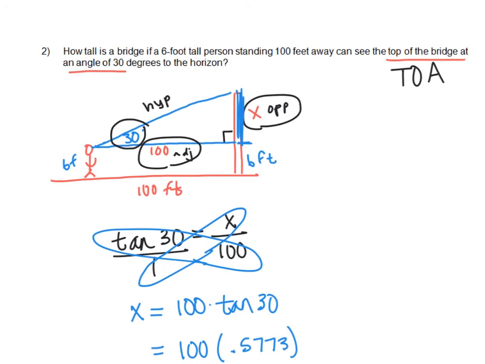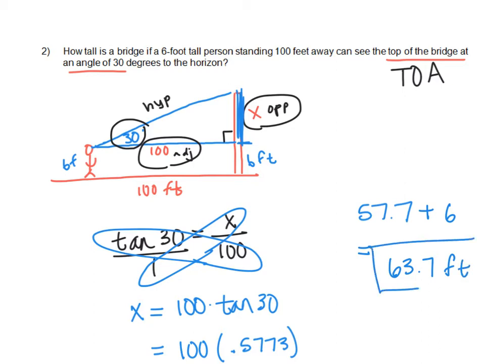We want to know the entire bridge, so all we do is take our 57.7 and add in the rest of the bridge, that's 6 feet. We couldn't include the 6 feet because the angle of elevation came from his eyesight, so we had to use a higher up triangle. But we can backtrack in the end and get that answer. 57.7 plus 6 gives us a total of 63.7 feet tall. That's how tall the bridge is.